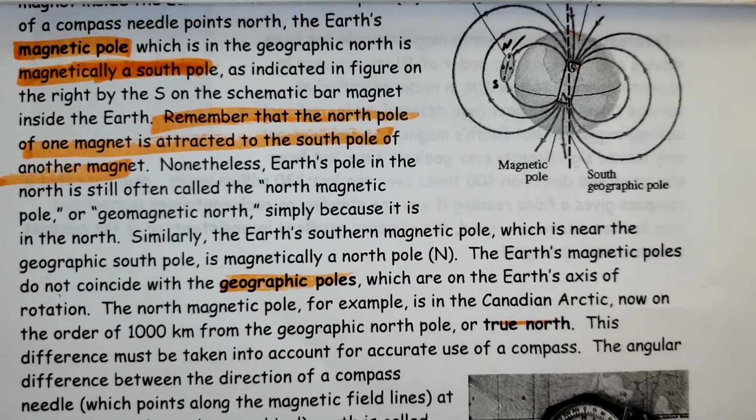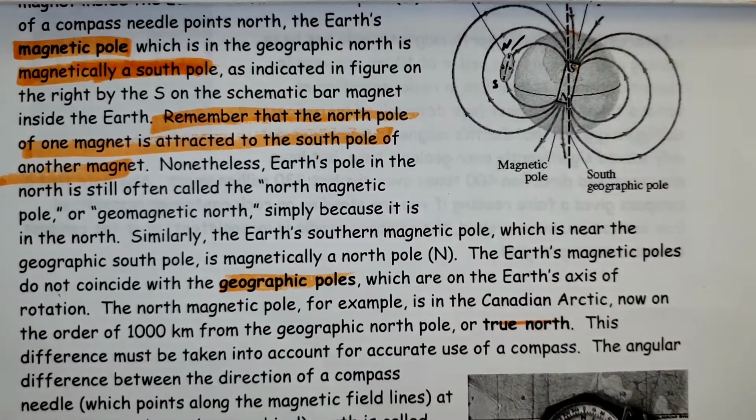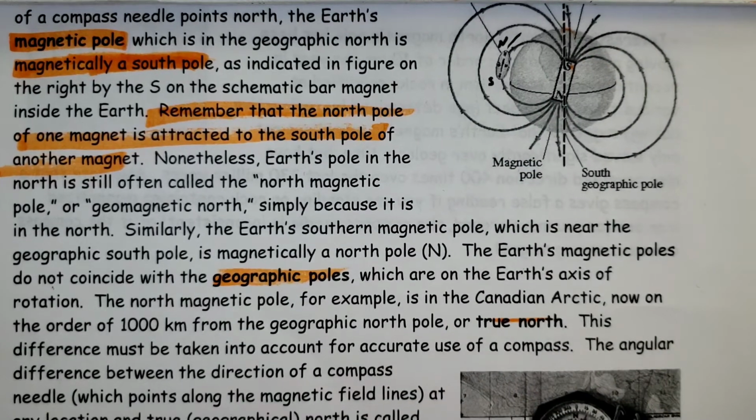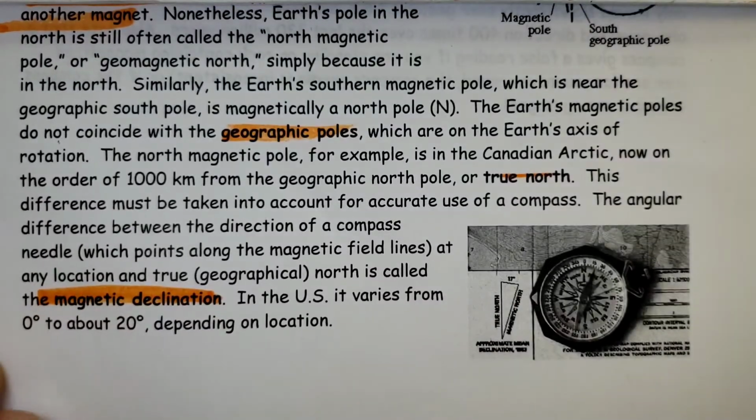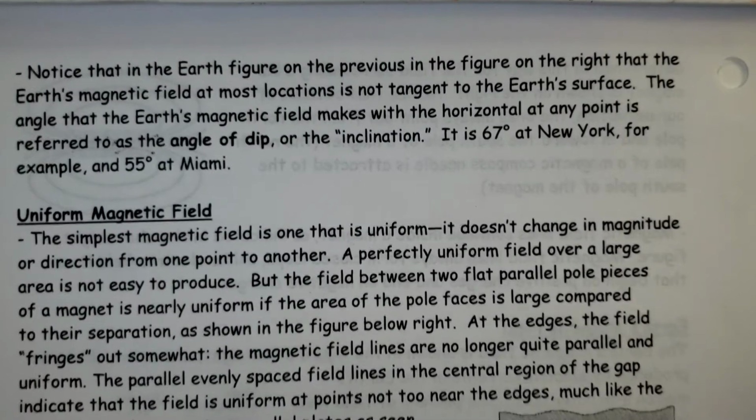The angle difference between the direction of a compass needle, which points to magnetic north, and the geographic north is called magnetic declination. In the US, it varies from 0 degrees to 20 degrees, depending upon where you are.